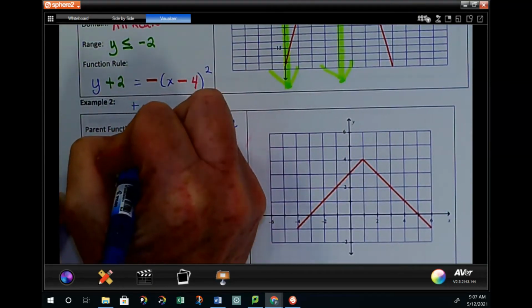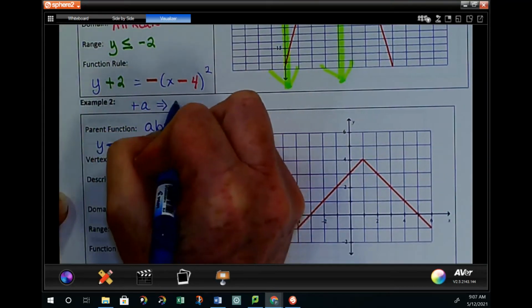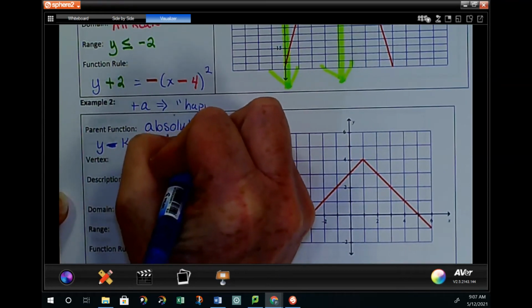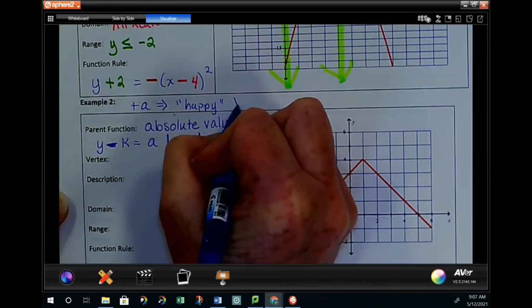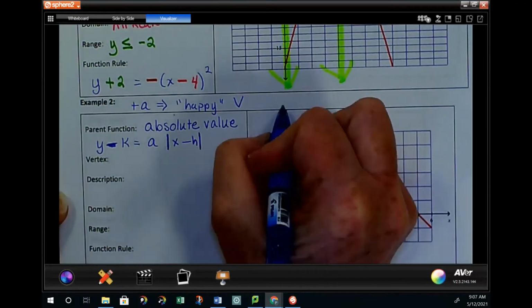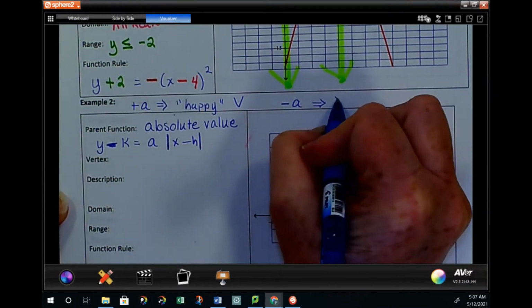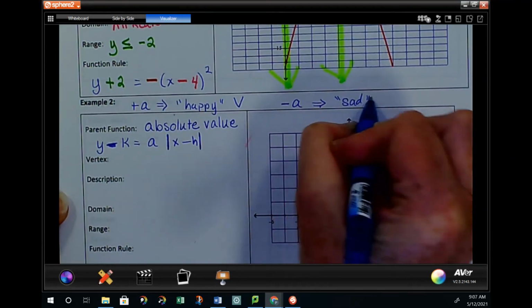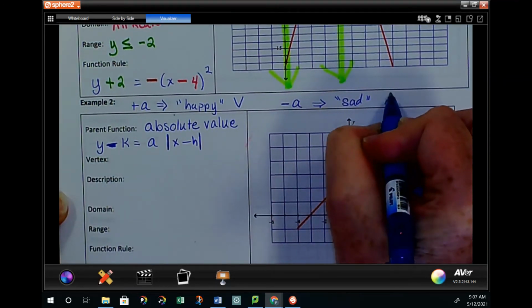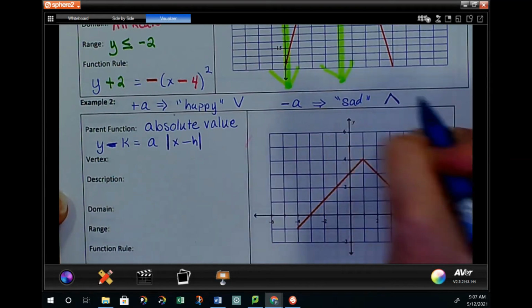And remember, if a is positive, then it's going to be happy, and it points up. If a is negative, then it's going to be sad, and it's going to be a sad V shape.